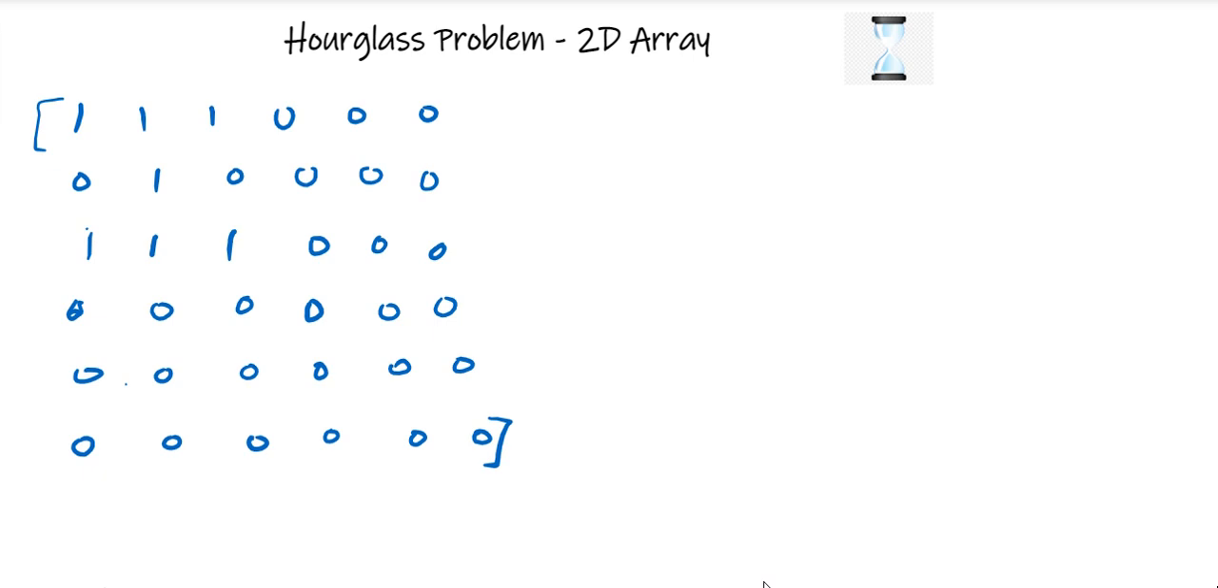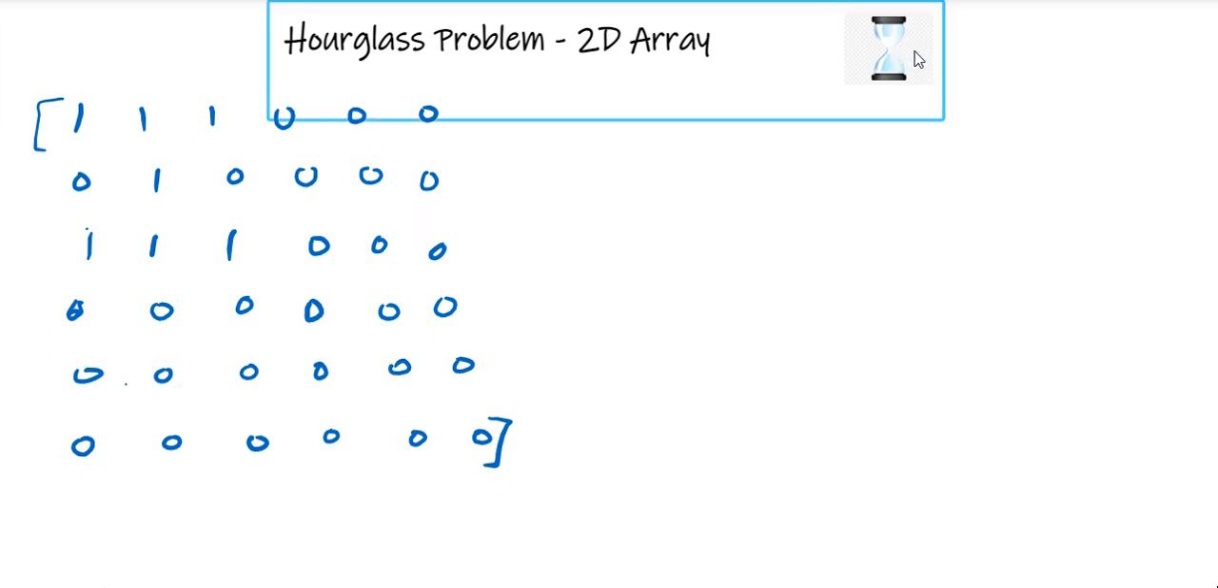Hi all, in this data structure series, we are going to discuss one more problem of the 2D array, which is the hourglass problem. So you can see over here, this is a glass, which is called an hourglass. Basically we have a given array and we need to make that array into a shape like the hourglass, and we need to find the maximum sum of the given 2D array.